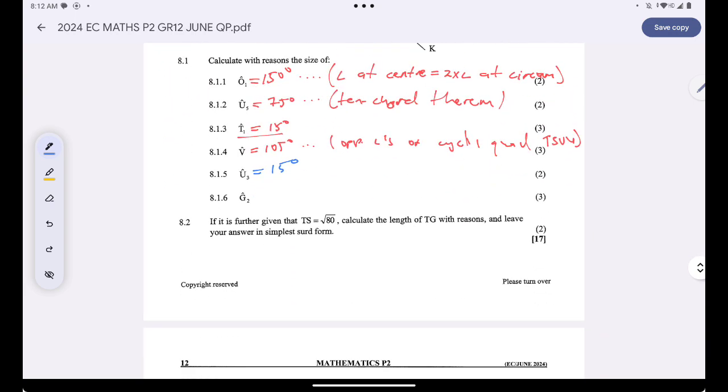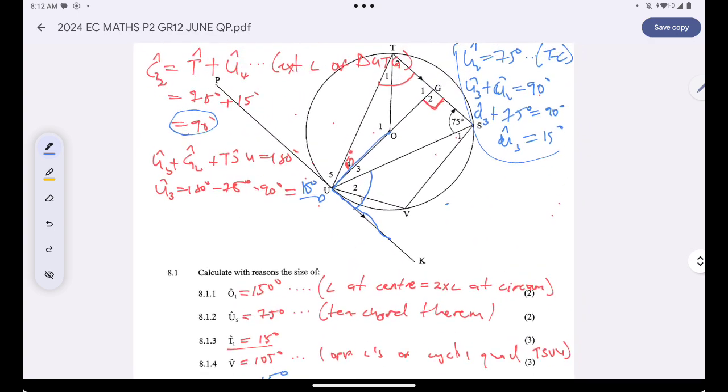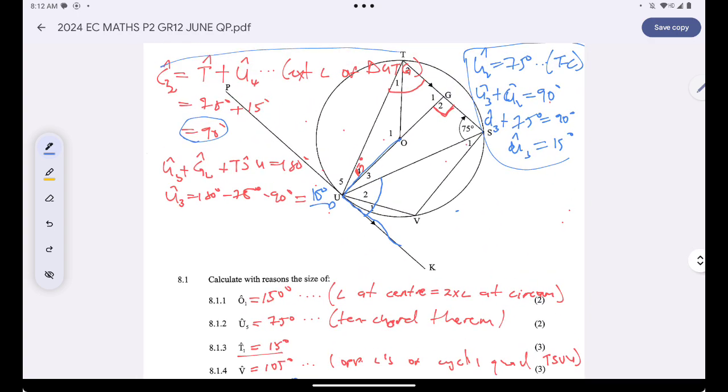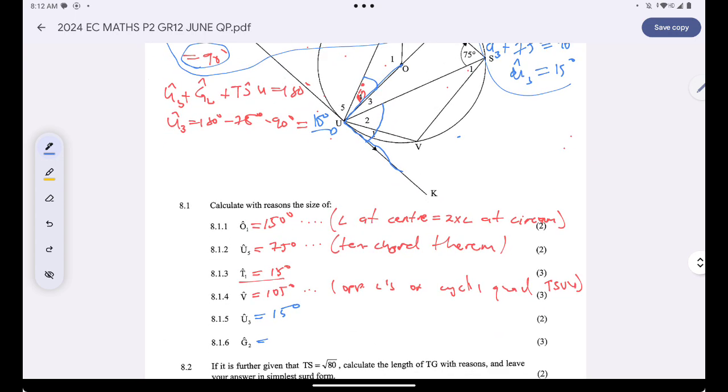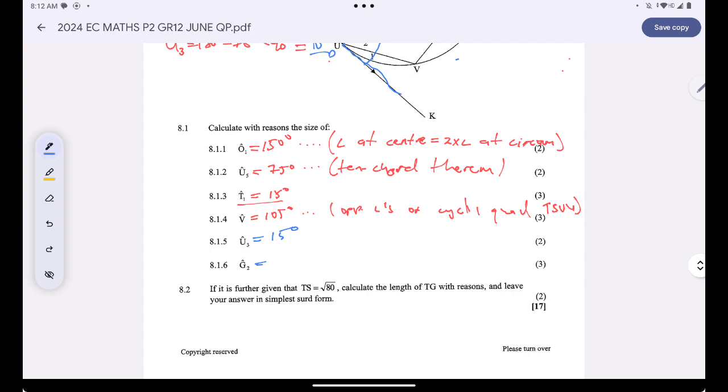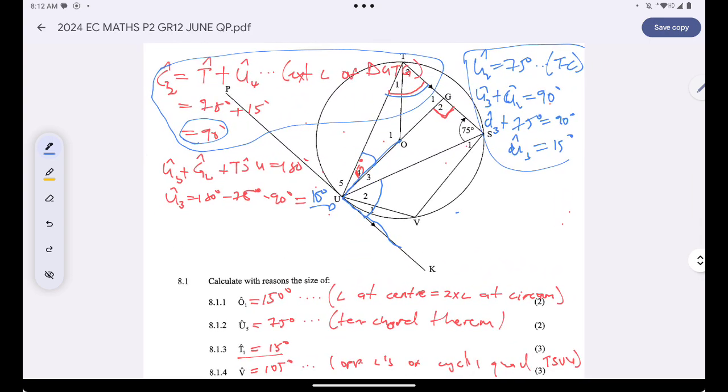Okay, and then now they want us to find G2. G2, you can just repeat this step to find G2, guys. There's nothing wrong. We know that angle G2 is an exterior angle of triangle UTG, right? So angle G2 will be 15 plus 75, and then you'll get 90 degrees. Are you together?